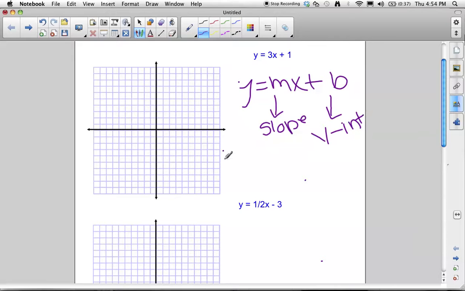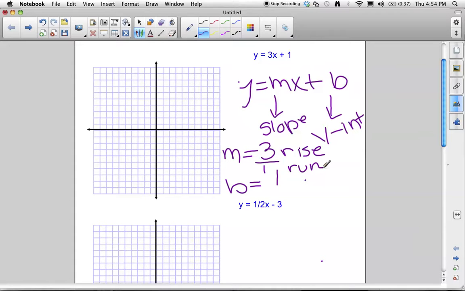Our slope is 3, and our y-intercept is 1. Now, slope needs to be written in rise over run. So whenever it's a whole number, it's always over 1. 3 is our rise, 1 is our run.